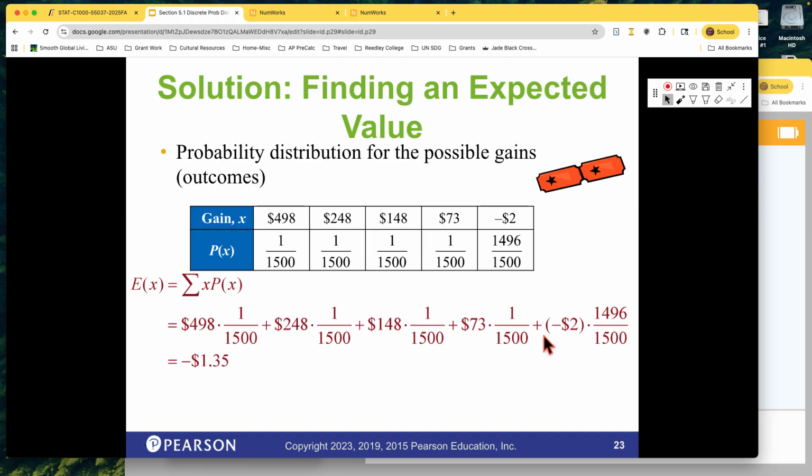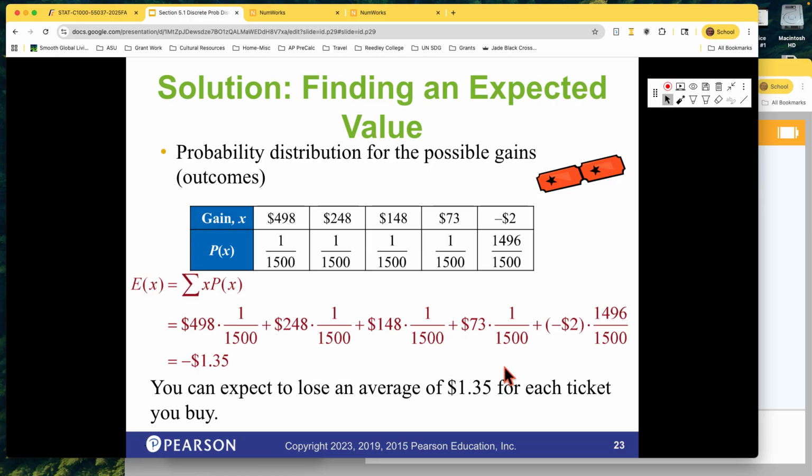And again, there's so much room for error, it would take longer, and probably for me, I might have to do it 2 or 3 times before I got it right. But if I enter it in the calculator, minus $1.35, that was that weighted mean that we got. Okay. So we're going to lose an average of $1.35 per ticket. Now, nobody actually loses $1.35, right? You either lose $2 or you gain one of the prizes. But it's just kind of averaging out the results.